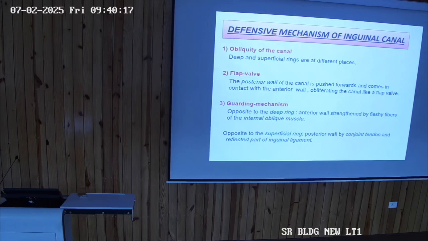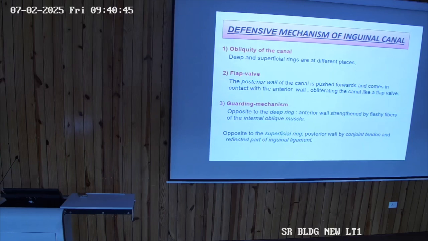Then there was the processus vaginalis, which was a fold of peritoneum that was extending. Now why are defensive mechanisms required in the inguinal canal? These defensive mechanisms are to prevent hernia. We said that there is a canal, there is a weakening in the anterior abdominal wall, which is created because of developmental reasons, but it is present, it is there.